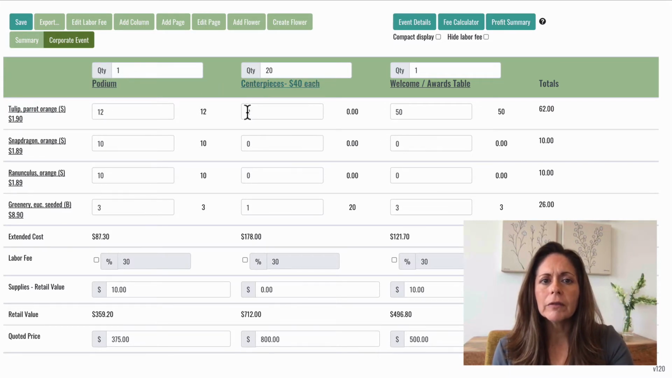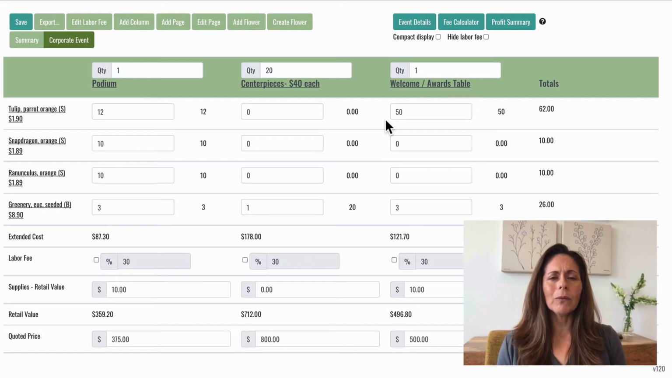We've got centerpieces. We're not using any in there, but we're going to do a welcome table that has 50 parrot tulips. And I know that parrot tulips tend to come in, their heads snap, things happen. I want to make sure that I have enough. And then I have a few extras in case I need to fill in this podium a little bit more. I want to make sure that design is really spectacular.